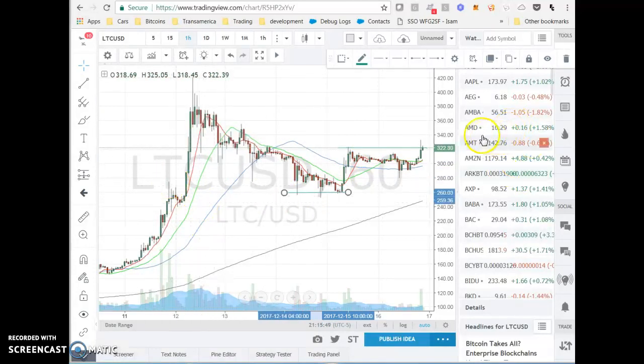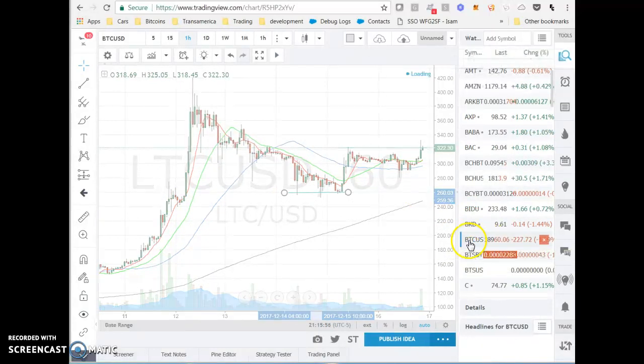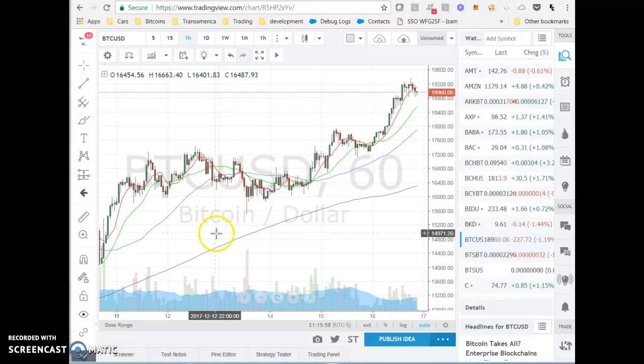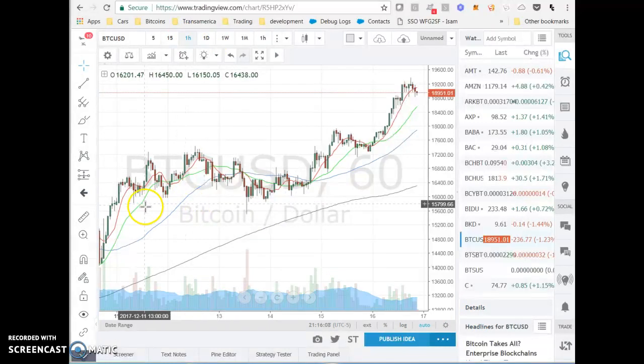So let's look at another chart. That's crypto. Let's go down to the Bitcoin USD chart. Okay, so you can see here, if I'm just looking at this chart and I say, what is this chart doing? This is an hourly chart from the 11th of December to the 17th. I can look at this chart and just make some quick observations.